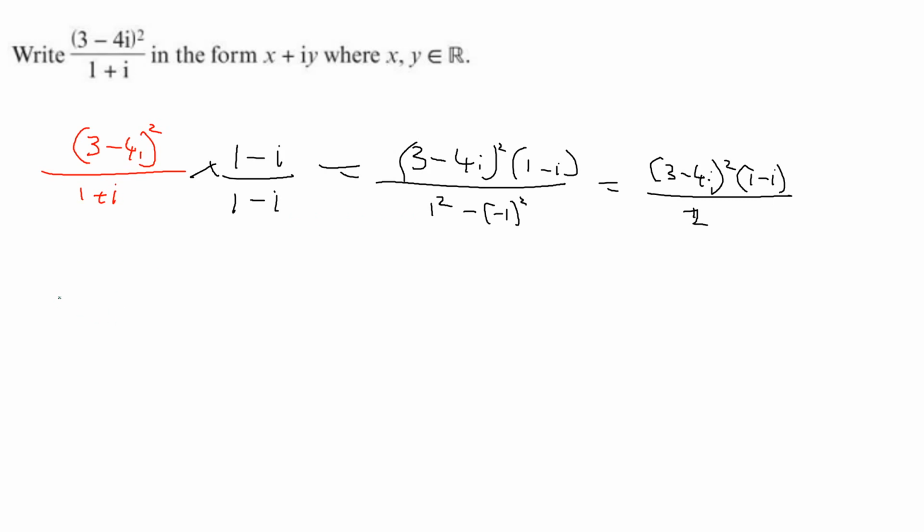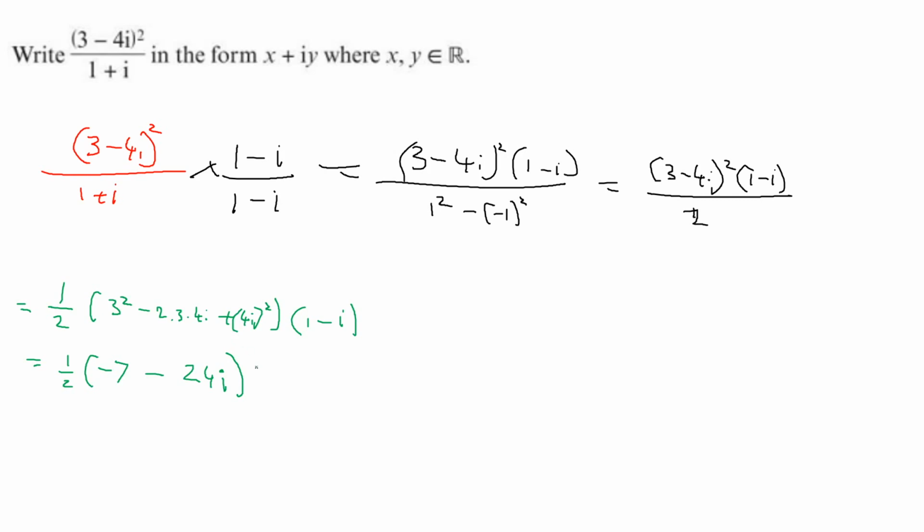So, that's the same as a half times 3 squared minus 2 times 3 times 4i plus 4i squared, times 1 minus i, which is the same as a half times 9 minus 16 is minus 7. And then 2 times 3 times 4 is 24. So minus 7 minus 24i. Okay?